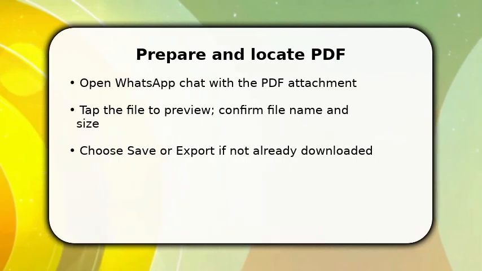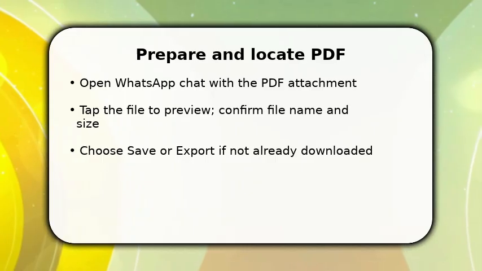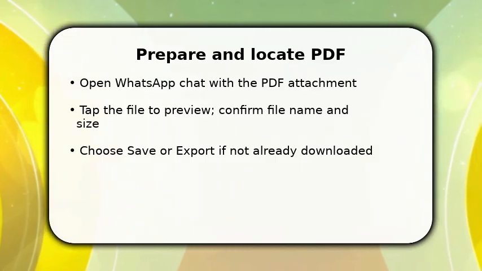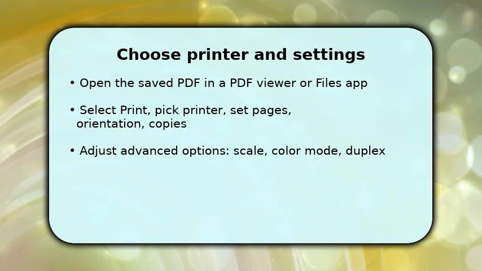Once saved, check file size and orientation so you don't waste paper. This first step reduces surprises later. Open the PDF from your Files app or a dedicated viewer. That gives you full print controls.